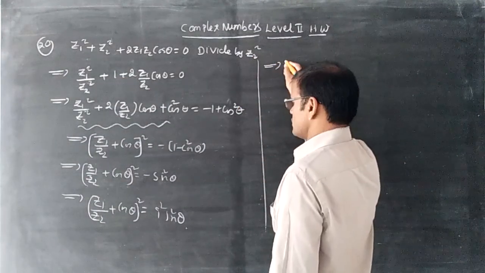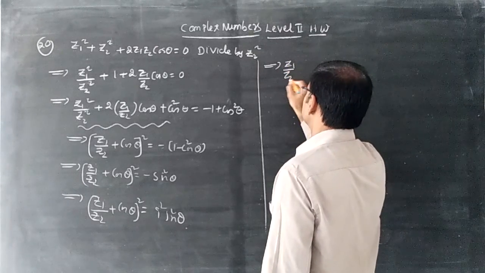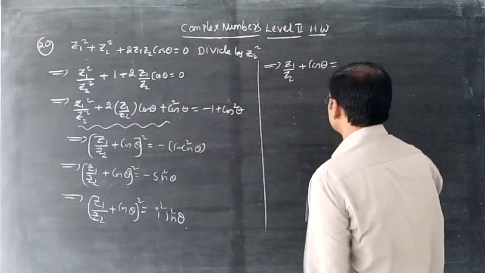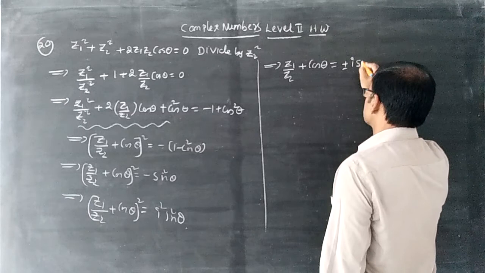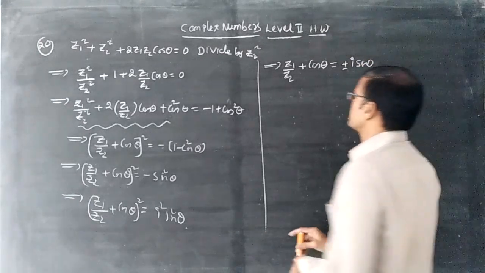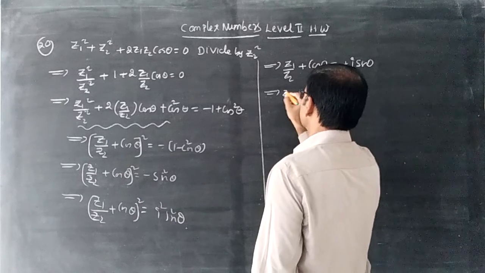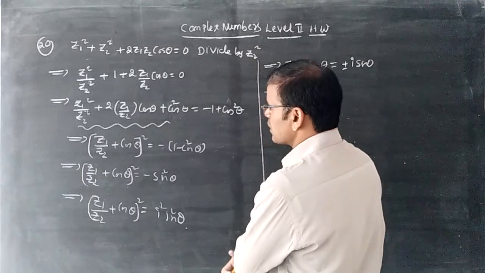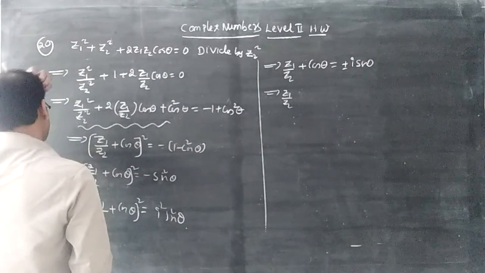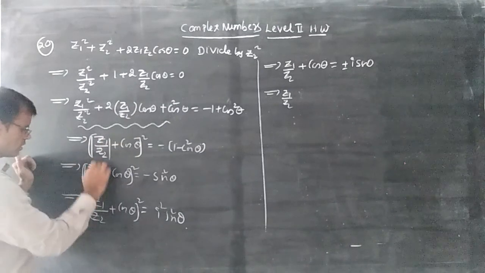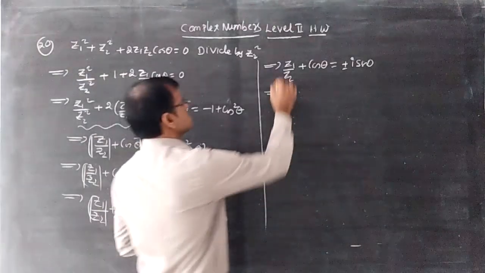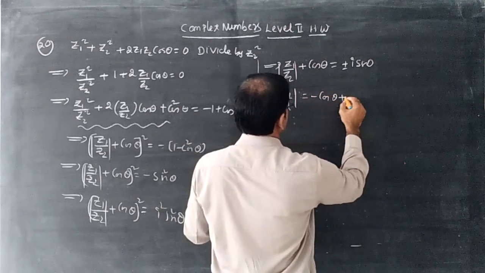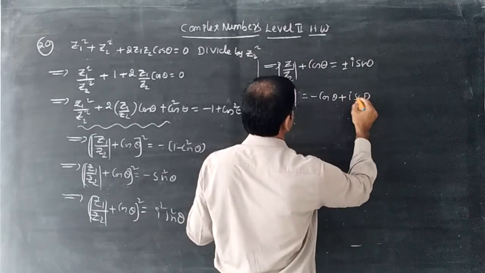That implies Z1 by Z2 plus cos theta is equal to plus or minus i sin theta. Whenever a square is there, we can directly apply the modulus. Here, modulus of Z1 by Z2, taking cos theta to this side, is equal to minus cos theta plus or minus i sin theta.